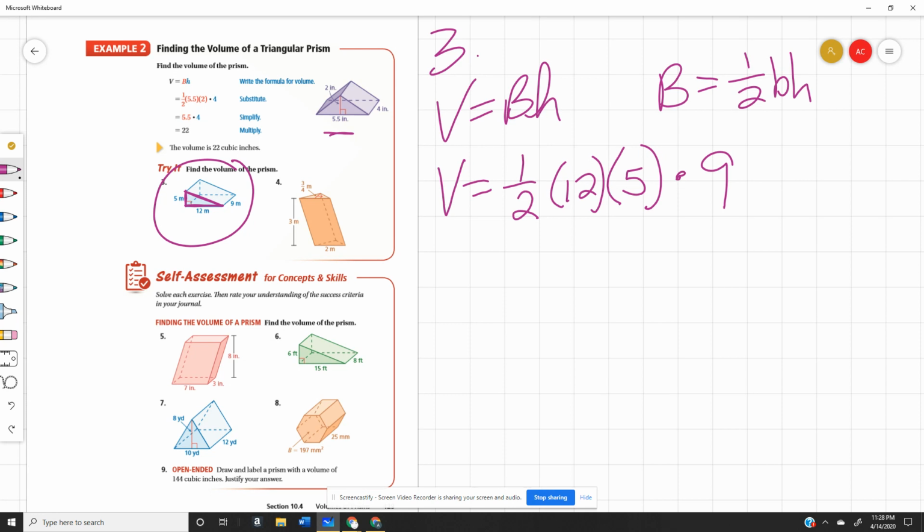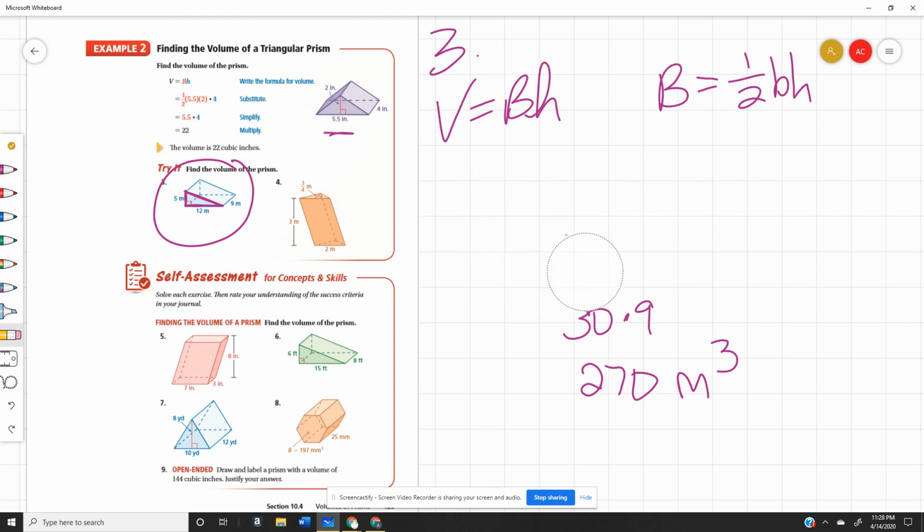Okay? Half of 12 is 6. 6 times 5 is 30 times 9. 9 times 3 is 27. Carry the 0. We end up with 270 meters cubed. Okay? So that's how we do try-it number 3. Okay? This is just multiplication. It's a little bit confusing with the formula. You just have to remember that formula. But after that, guys, it's just basic multiplication.